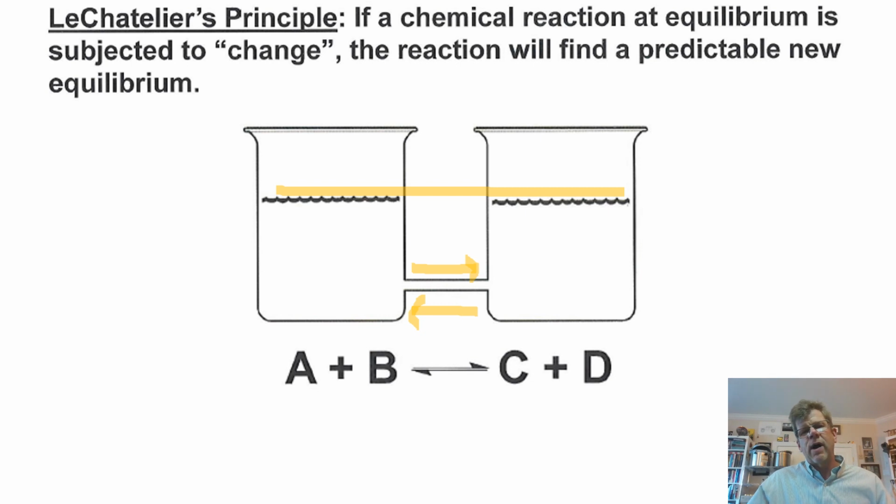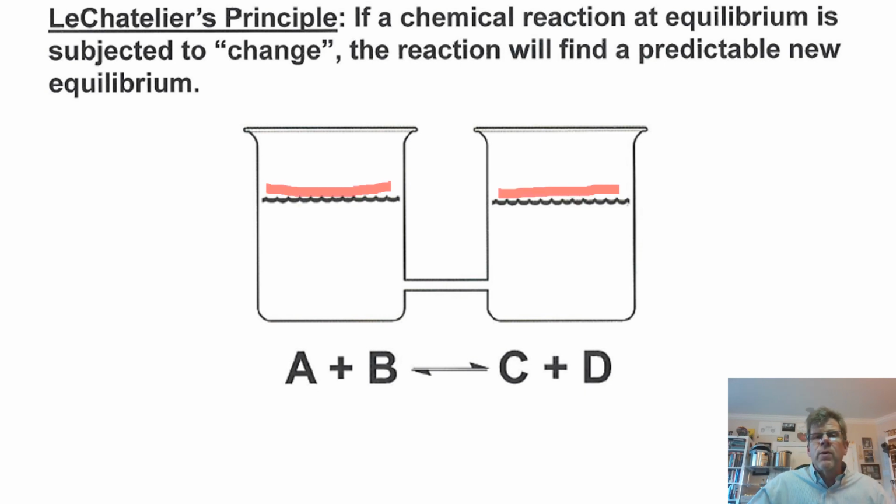So the beaker on the left signifies our reactant profile, and the beaker on the right signifies our product profile. And here we are at an equilibrium. This would be an example of a crummy equilibrium, in which the reaction has halted with appreciable amounts of reactant as well as product.